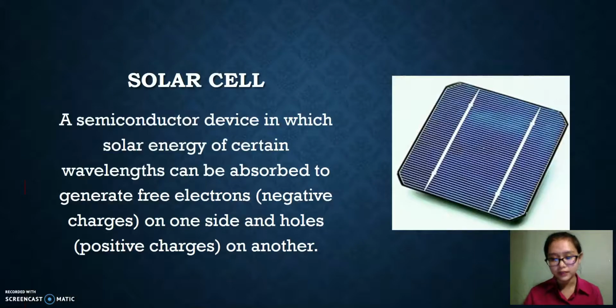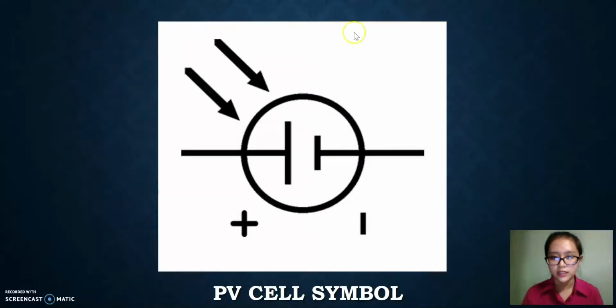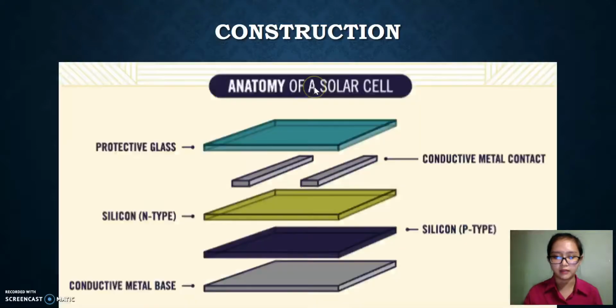So, what is a solar cell? A solar cell is a semiconductor device in which solar energy of certain wavelengths can be absorbed to generate free electrons, negative charges on one side, and holes, positive, on another. So, here's an actual photo of a solar cell. Here is a schematic diagram or schematic symbol of a PV cell.